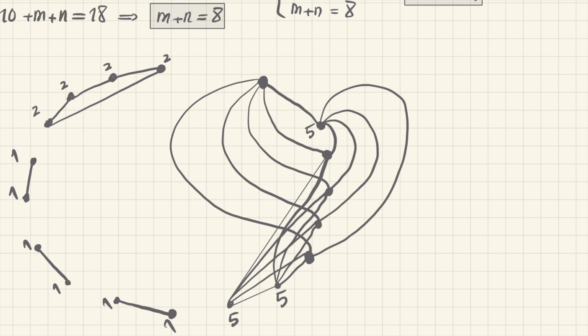So that is 5. And then if I ask you what the degree is here, you see 1, 2, 3, 4. So the degree here is 4. Here is also 4. The degree here is also 4, and the degree here is also 4. So yeah, it's not that beautiful, but at least this is one possibility of drawing such a graph. So at least we showed that such a graph exists.